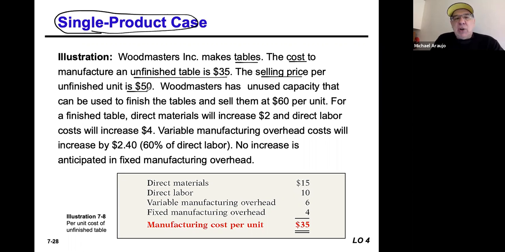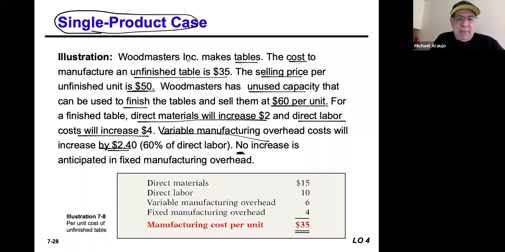Okay. So they have some unused capacity in their factory. So literally they could process the tables further. And if so, they could sell them at $60 a piece instead of $50 a piece. But because they're processing them further, they're going to have increasing costs. Their direct materials will increase by $2 a table. Their direct labor is going to increase by $4 a table. Variable manufacturing overhead is going up by $2.40 per table, although fixed overhead is not going to be affected.